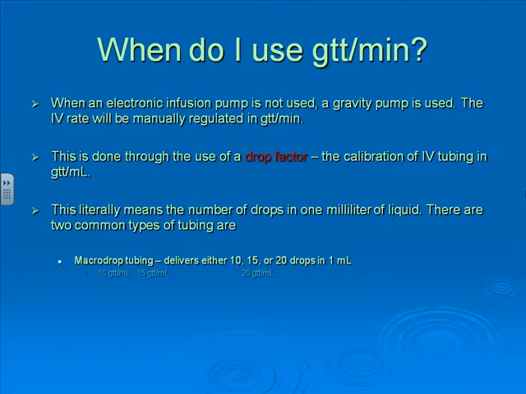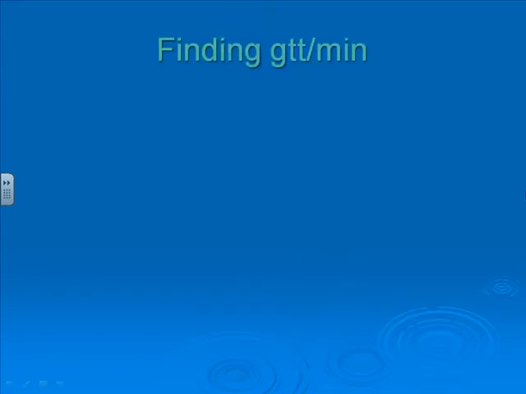We also can deliver it in micro drop tubing. That delivers 60 drops in 1 milliliter, 60 drops per ml. These are really, really tiny drops. It's the same amount of liquid, but it's cut into 60 drops this time. You need to know that a micro drop means 60 drops per milliliter.